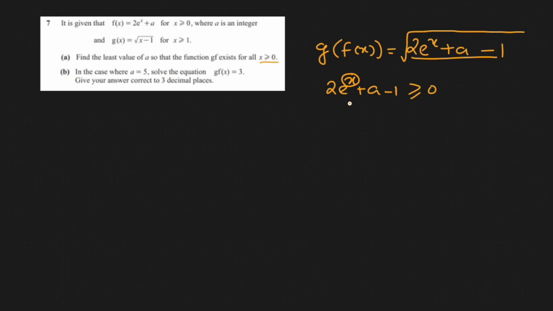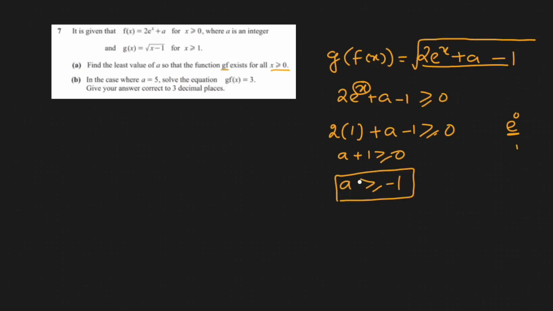That means e's power will be 0 or more, right? So we can write that e to the power 0 is 1, yeah? So it will be more than that value. So 2 times 1 plus a minus 1 greater than or equal to 0. 2 minus 1 is 1, so a plus 1 is greater than or equal to 0. a will be greater than or equal to minus 1. So these are the values of a: greater than or equal to minus 1.